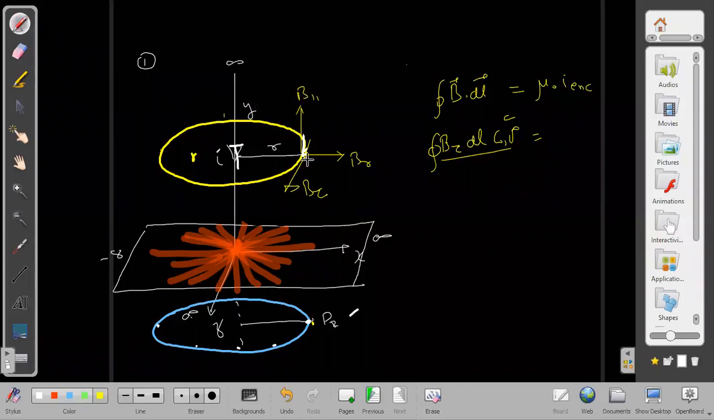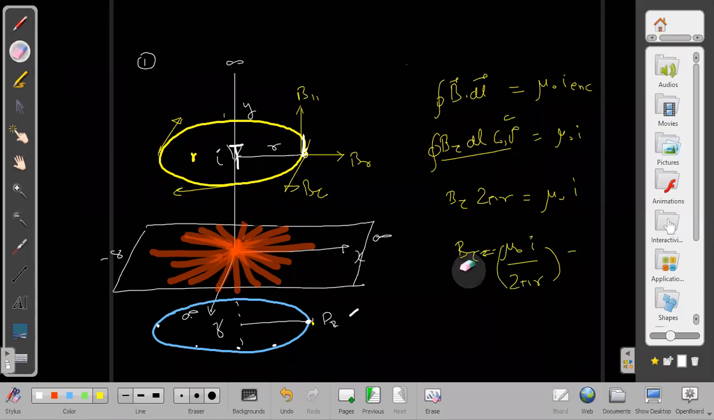So finally I am getting B tangential. Now everybody knows that B tangential will be the same everywhere. Here also the same, here also the same. If this tangential component is the same everywhere, then I can write B tangential into the total length, which is 2 pi r, equal to mu naught into the current inside, which is given as I. Then I am getting B equal to simply mu naught I divided by 2 pi r. This is what we got.